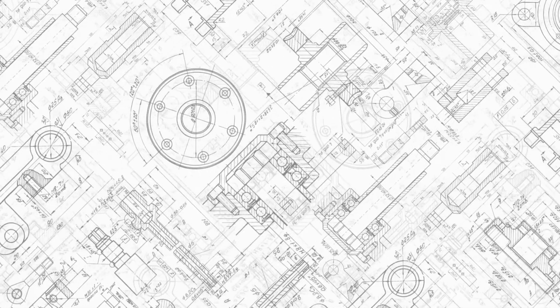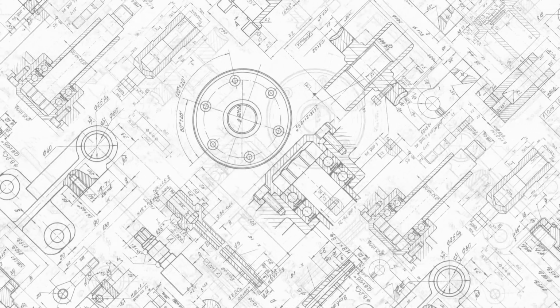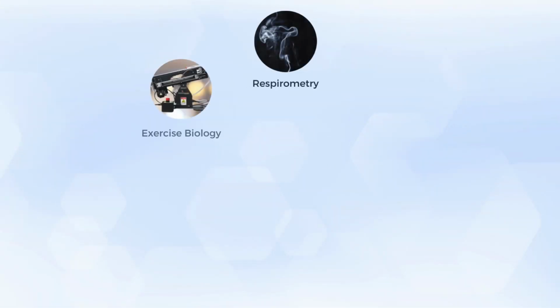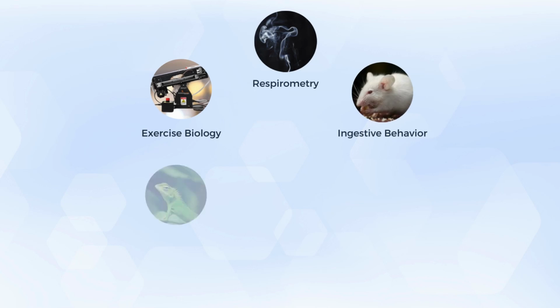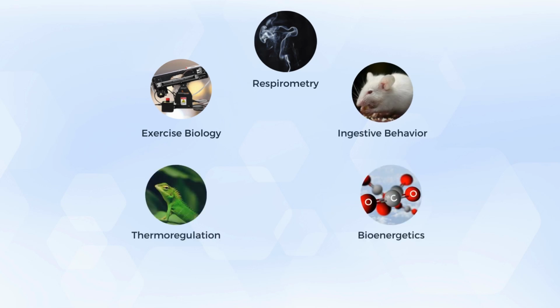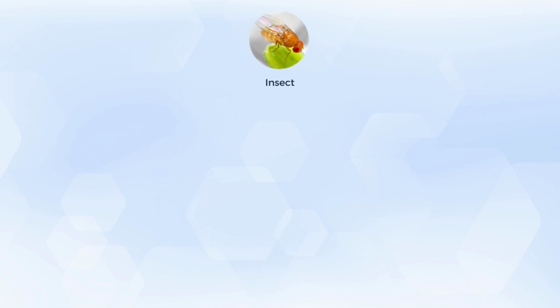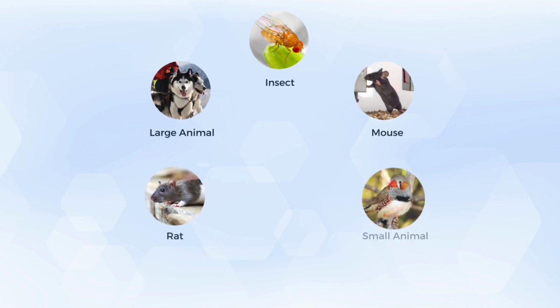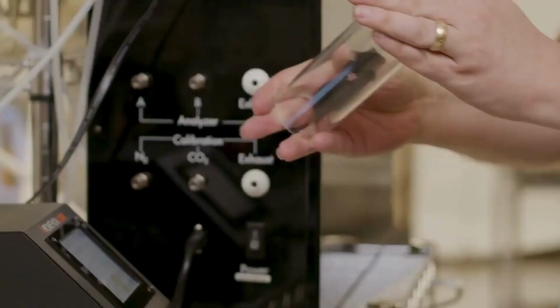Here at Sable Systems International, we are so excited to introduce you to our latest website feature, the System Configurator. The Configurator is a new way to learn about the features and applications of our metabolic and behavioral phenotyping systems. While doing so, you will be able to configure a system that best meets your research needs, whether that be insects, rodents, or large animals.